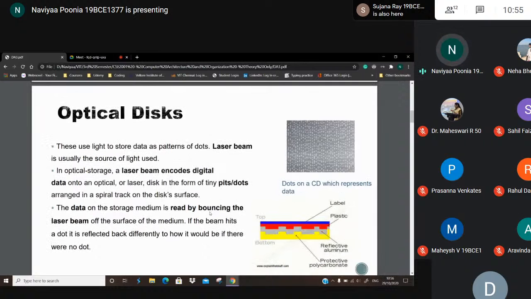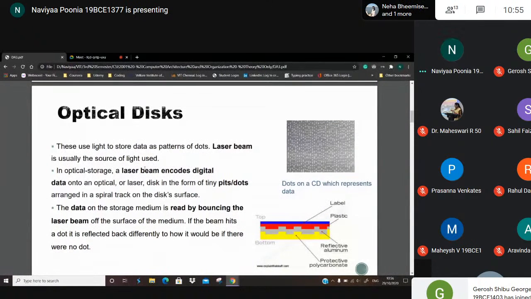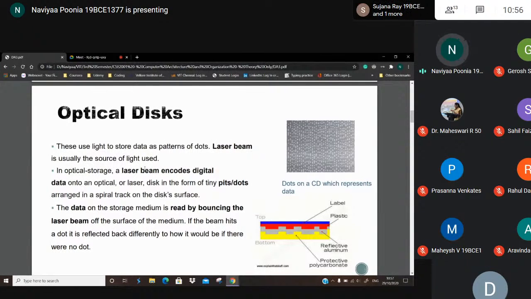Coming to optical disks, as the name suggests, light is used to store data. Here, a laser beam is usually used as the source of light. To store data onto the disk, which consists of spiral tracks, it creates dots or pits which form patterns. These patterns represent the data, and this is what we call burning data onto the disk.